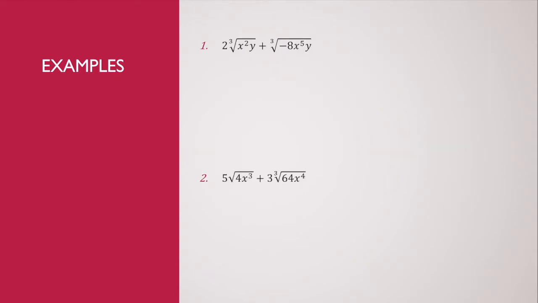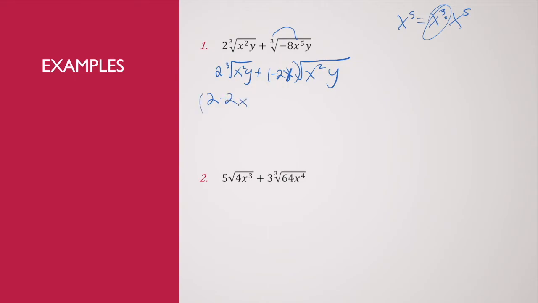If I have 2 cube root of x squared y plus the cube root of negative 8 x to the 5th y, I've got 2 cube root of x squared y, which I can't simplify any further. The cube root of negative 8 is negative 2. X to the 5th is x cubed times x squared, so I can pull out an x. I've got negative 2x times the cube root of x squared y. So I have 2 minus 2x times the cube root of x squared y.